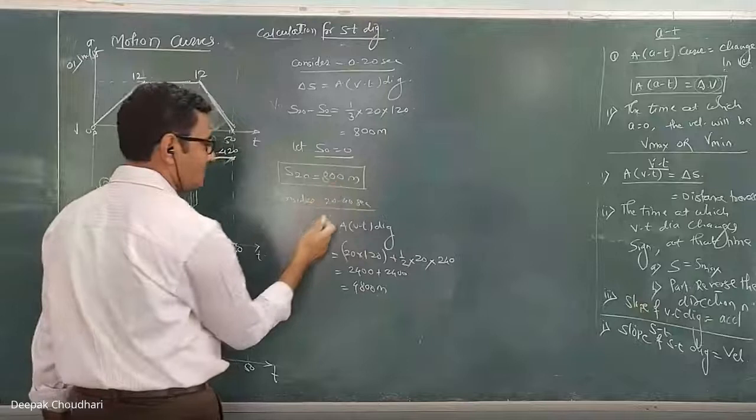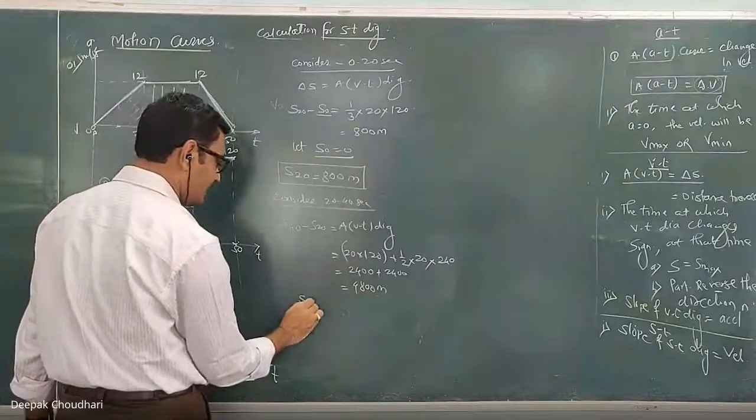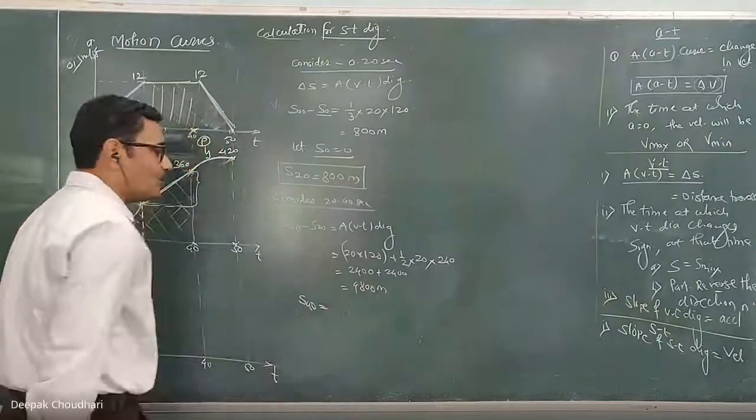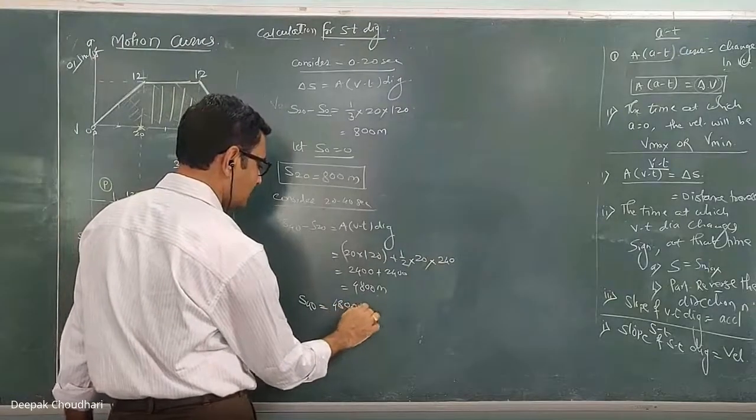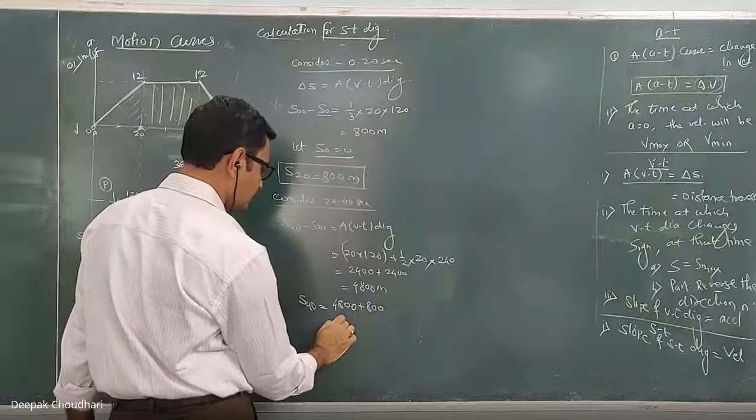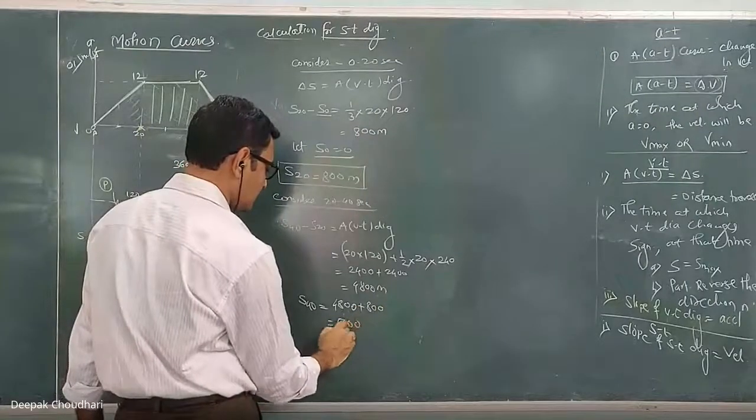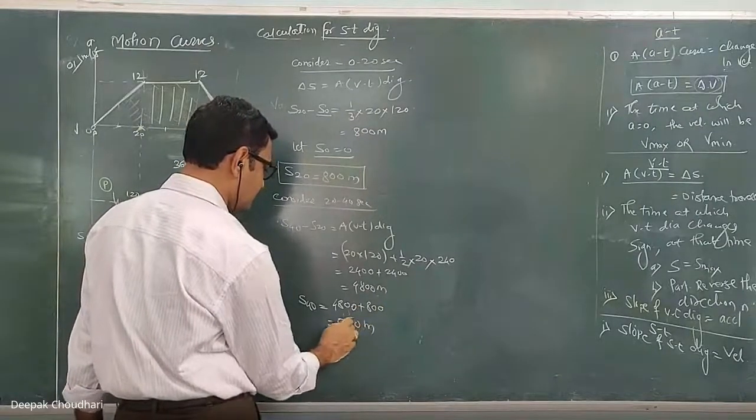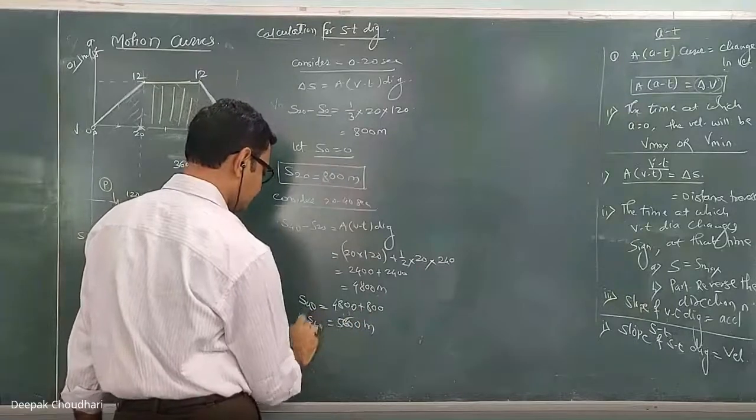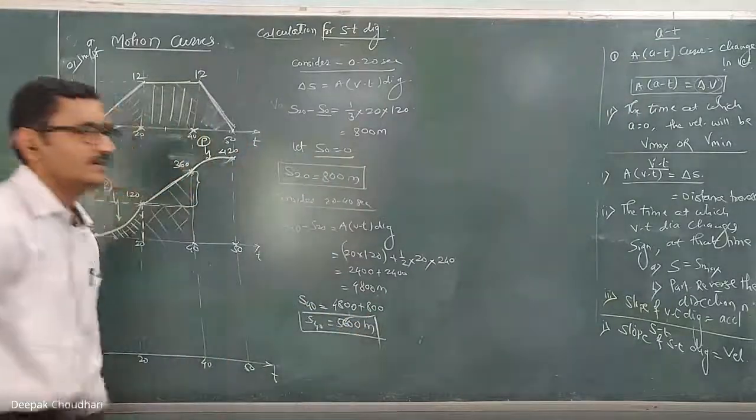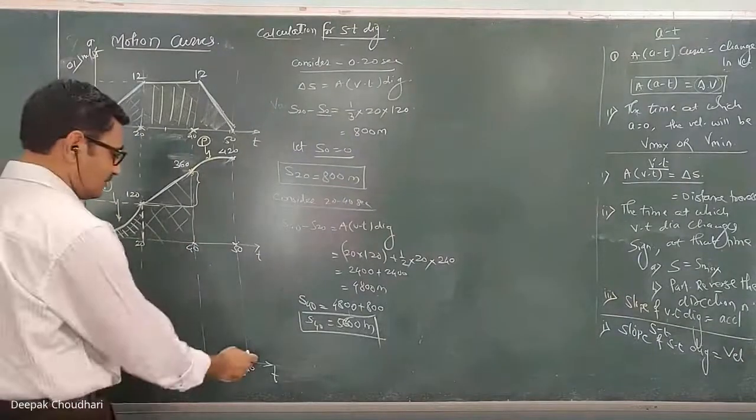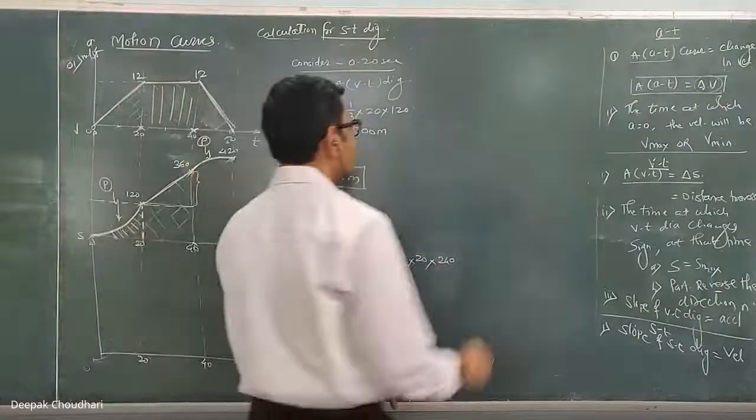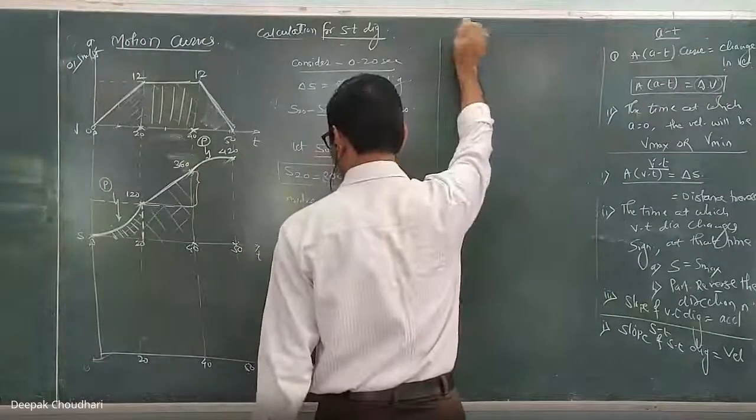Here, since I know S20, by using that I can get the absolute position of the particle at t equal to 40, which is equal to 4800 plus 800. So 5600 meter is the displacement at t equal to 40. Any doubt? Now the same procedure you have to repeat for the last 10 seconds to calculate the displacement at t equal to 50. Here I am writing directly.